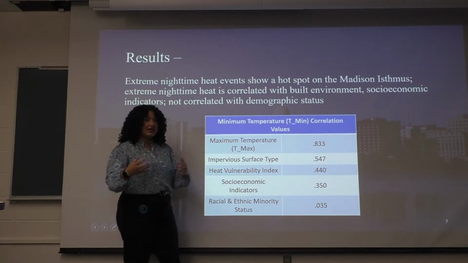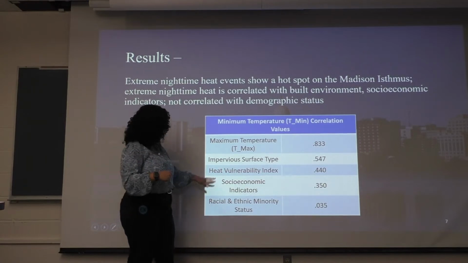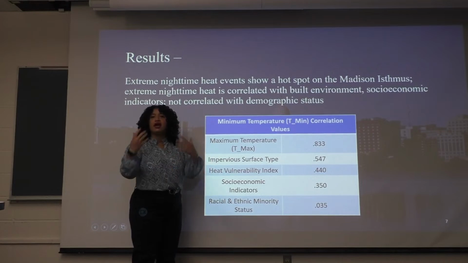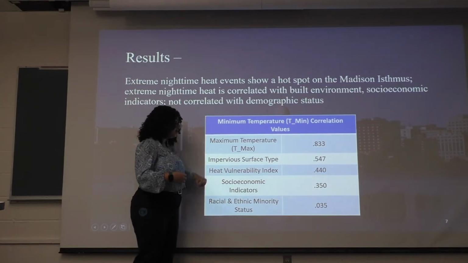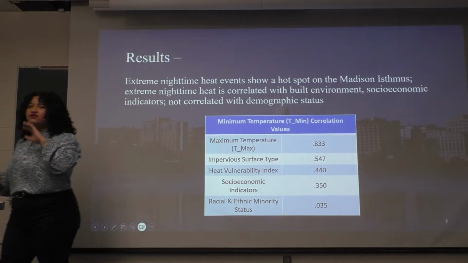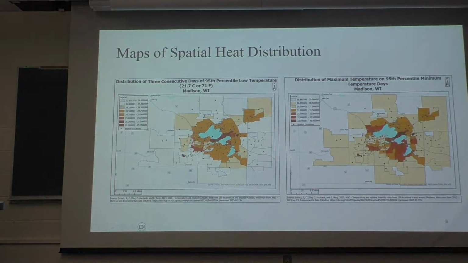Heat vulnerability index, again, if you're more vulnerable to heat, you're also experiencing these high heat events. Socioeconomic indicators, if you're unemployed, below the 150% poverty line, again, struggling financially, you have a higher chance of experiencing these nighttime heat events. And finally, racial and ethnic minority status, again, that correlation value was not quite there as compared to the other variables we looked at.